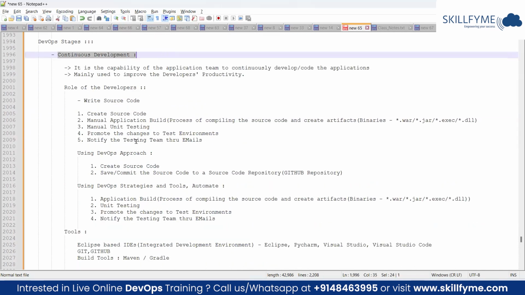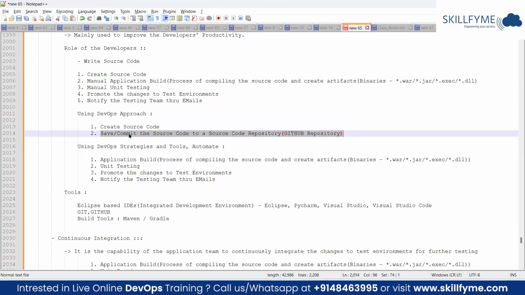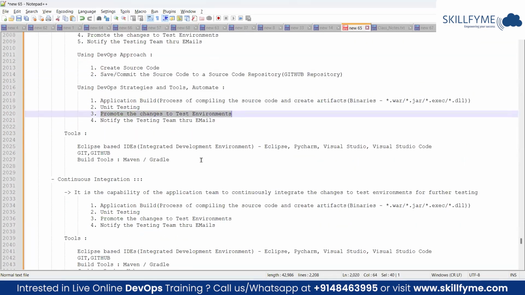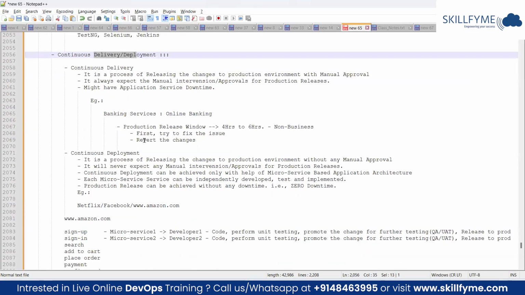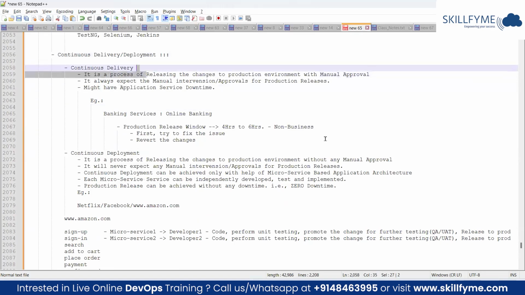I'll give you one small example. Consider I am a developer. I have created source code and the code has been committed to the source code repository. Upon proper testing, we have automated the code promotion. And now using this continuous delivery approach, we are trying to deploy to the production environment. I'm not talking about continuous deployment. It is a continuous delivery approach. During this continuous delivery, some sort of manual approval is required.